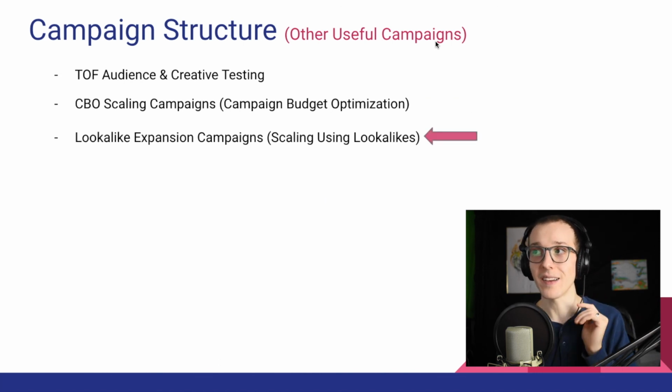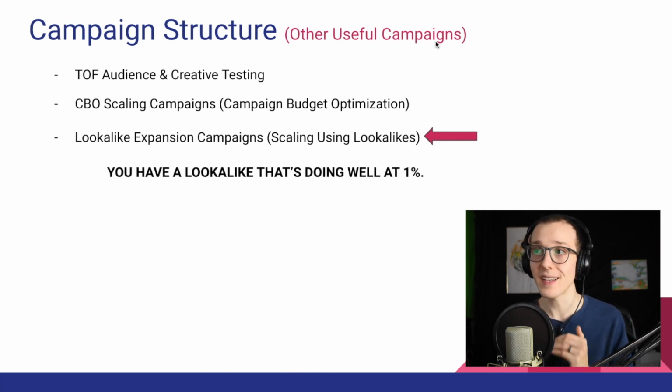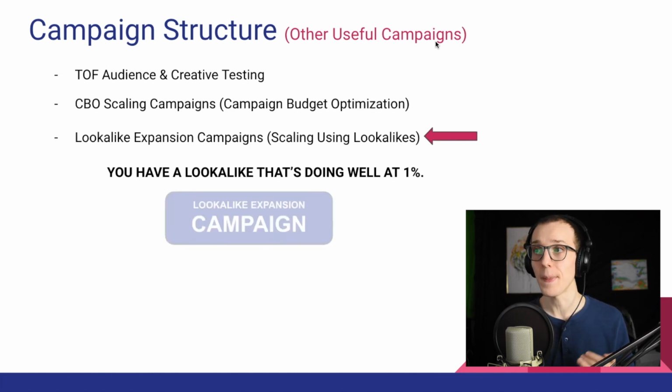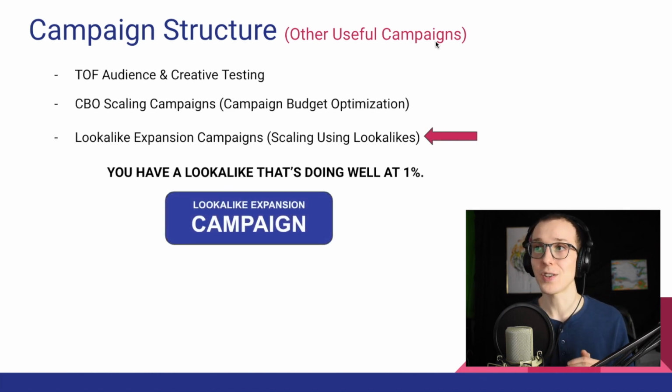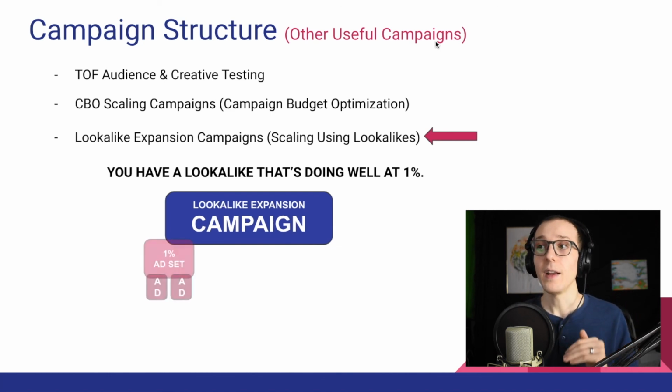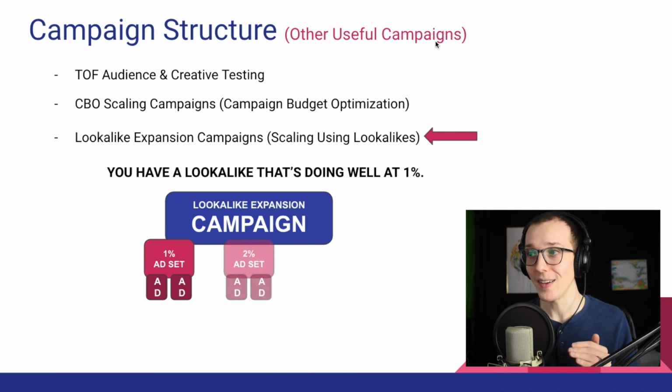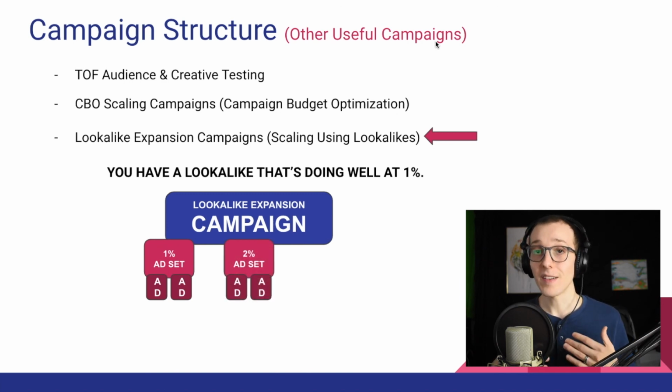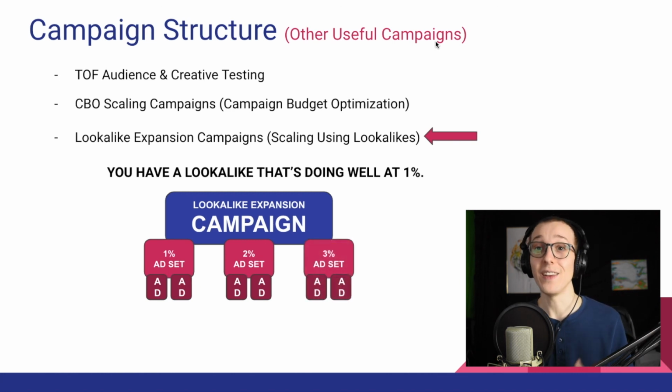Next here is lookalike expansion campaigns. When you're scaling using lookalikes, let's say you have a lookalike that's doing well at 1%, which is where we always start. What you could do is have a top of funnel lookalike campaign that then branches out in percentage. So now instead of just targeting the top 1%, you create a new lookalike expanded to 2%. Test that out for a while. And then if that's doing well, maybe expand that to 3 or 5%, and then test that for a while.